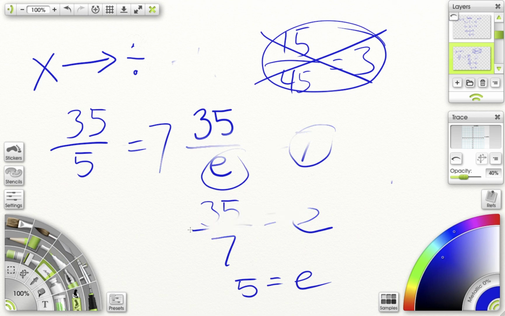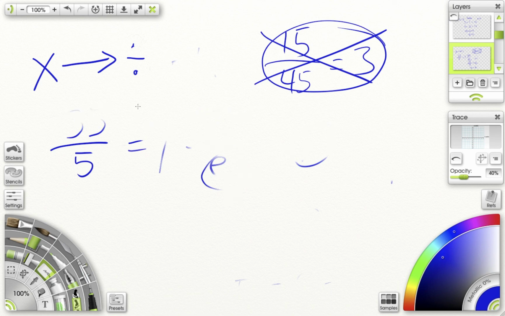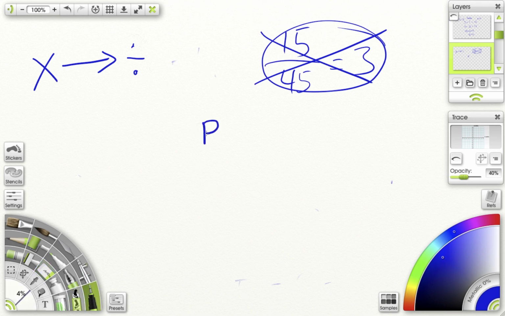One problem I just want to go over. What if there is a variable on top? So you might see a couple problems like this where you have, let's say this is p over 5 equals 7. What do you do in this case? I can't just switch these up because I can't do 7 divided by 5. It wouldn't work because it would create a decimal number. These need to be whole numbers.